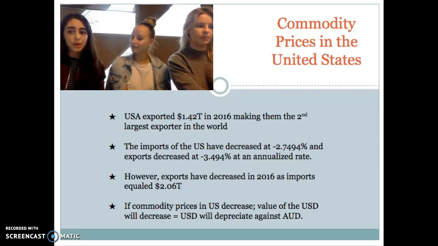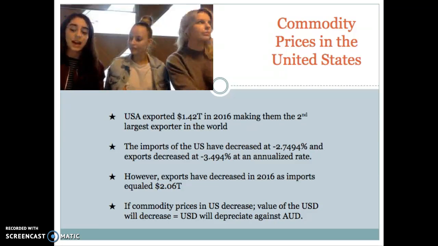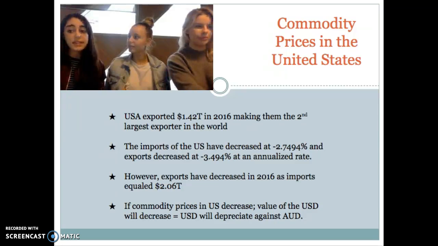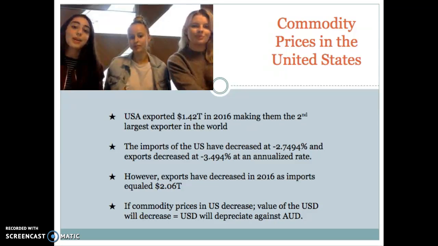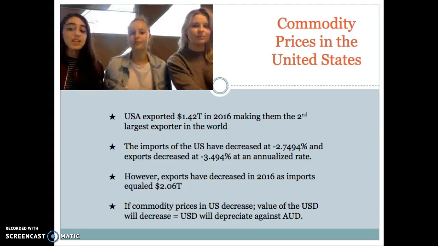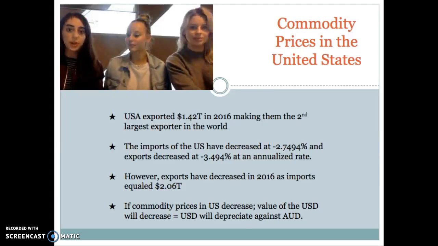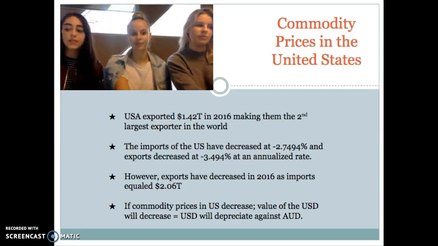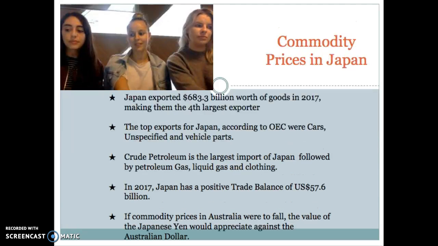However, if commodity prices in the US decreases greater than that of Australia commodity prices, the USD will depreciate against the AUD. Australia can take advantage while commodity prices are low in the USA, as the US exports will be cheaper than purchasing domestically in Australia. As a result, the USD will appreciate as there is an increasing demand from foreign countries.